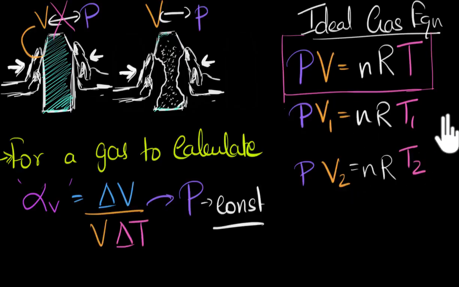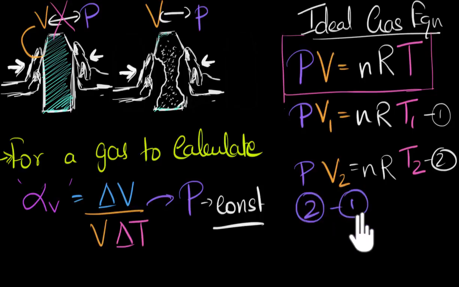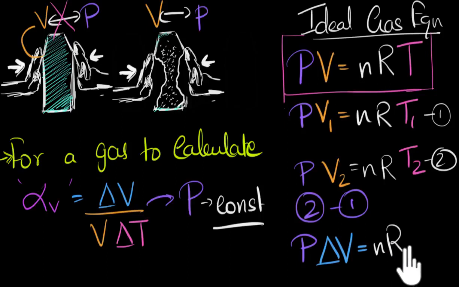Now to calculate the changes, let's subtract these two equations. Let's do 2 minus 1. On the left-hand side, P would be a constant, and you would have in brackets V2 minus V1, because we're subtracting, right? And V2 minus V1 is delta V, that's the change in volume. That would be equal to, on the right-hand side, nR. They are constants, they don't change, but in the bracket we'd have T2 minus T1. That would be delta T.